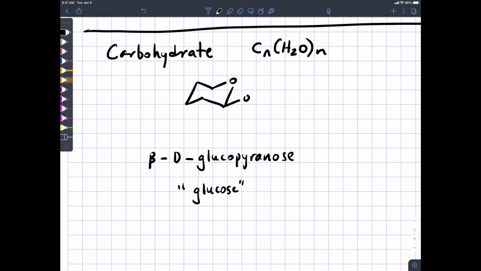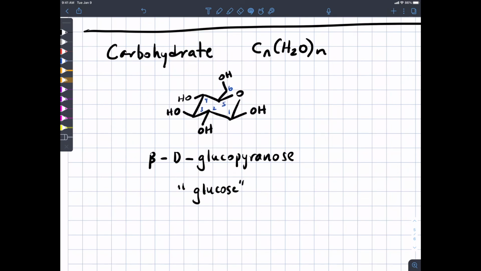Then we're going to put OH groups on carbons 1, 2, 3, and 4. And those OH groups will be equatorial. Then on carbon 5 is not an OH group, but rather a carbon, a CH2 group, which is attached in turn to an OH group. Carbon 5 actually does have an OH group, it's this oxygen here. But this is the structure of glucose, or rather beta-D-glucopyranose.